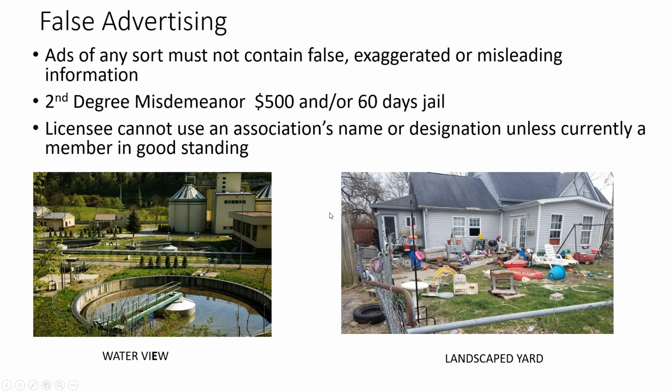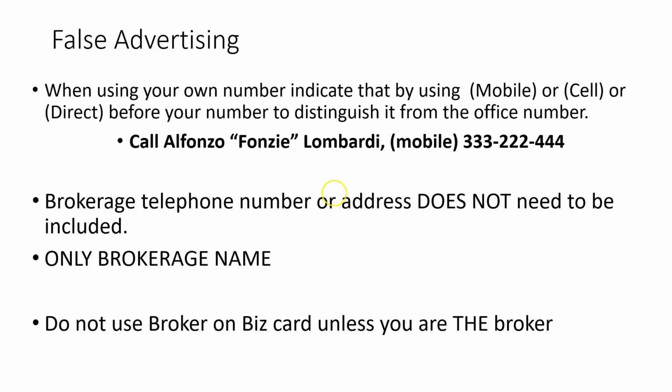False advertising. Ads of any sort must not contain false, exaggerated or misleading information. It will be a second-degree misdemeanor, punishable by $500 and 60 days in jail. A licensee cannot use an association's name or a designation unless currently a member in good standing.